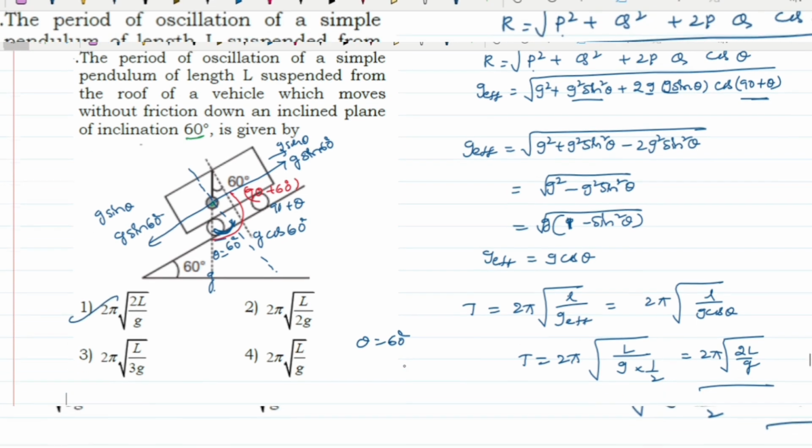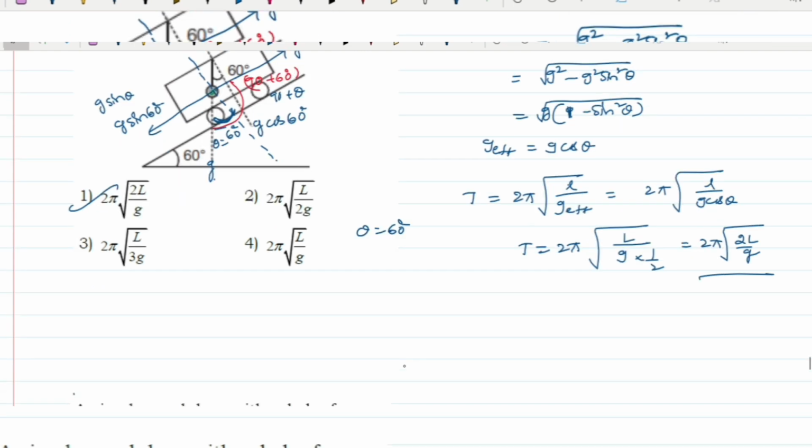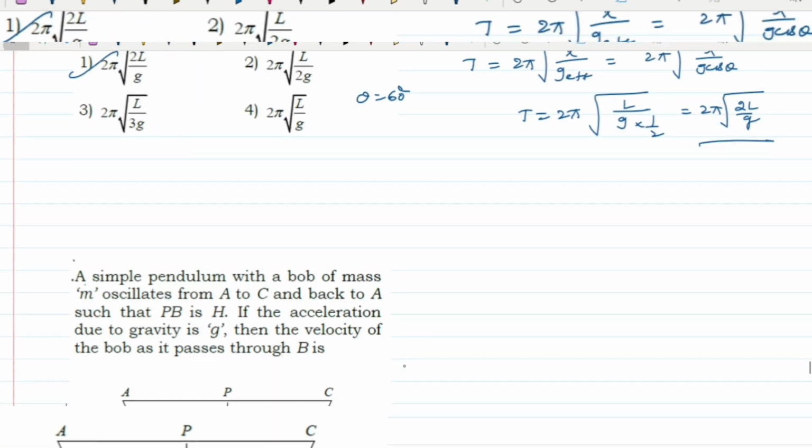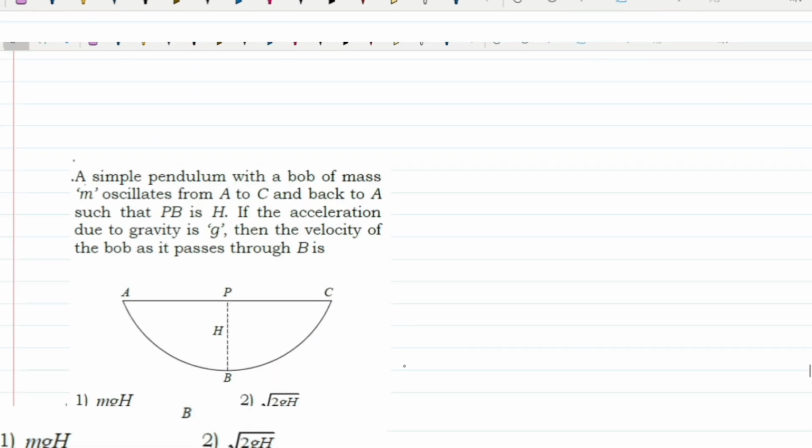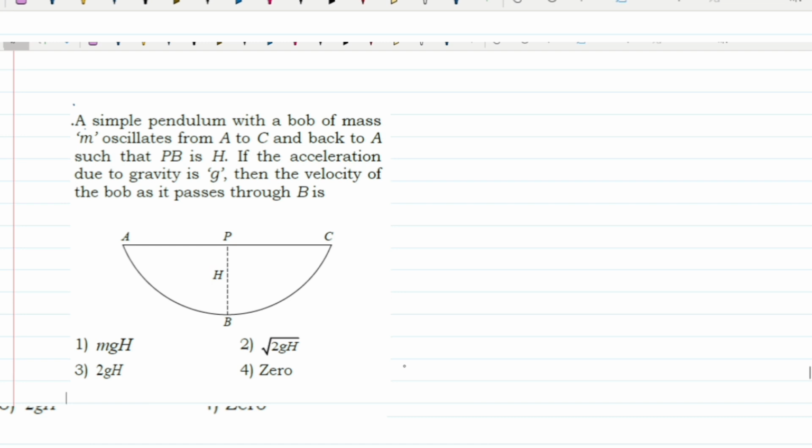Let us see the next question. The next question says: a simple pendulum with a bob of mass M oscillates from A to C and back to A such that the point is at a height H. If the acceleration due to gravity is g, then find the velocity of the bob as it passes through the point B.